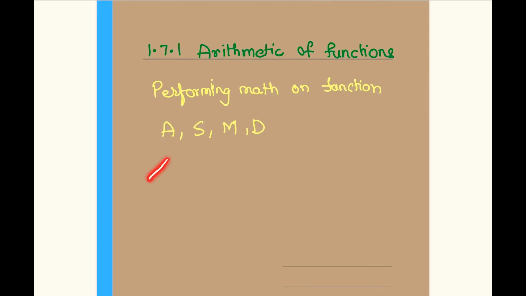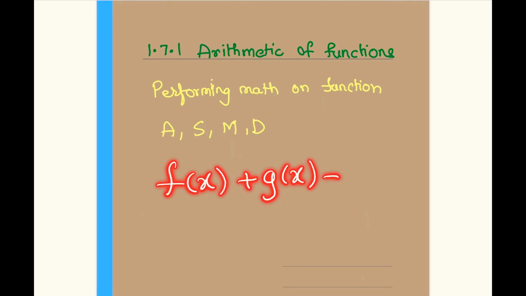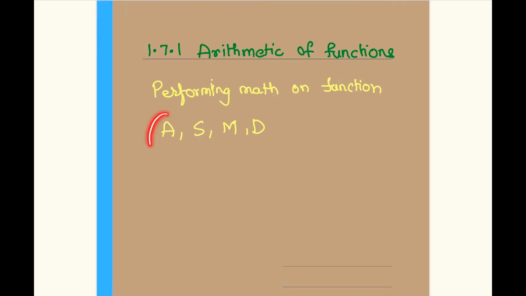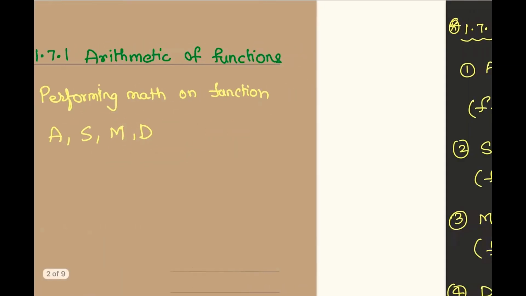Like when we add two numbers, 4 plus 3 is equal to 7, we can perform the same operation on f of x plus g of x and get some value, which is an example of adding two functions. So the operations are addition, subtraction, multiplication and division. Let's go ahead and get started.